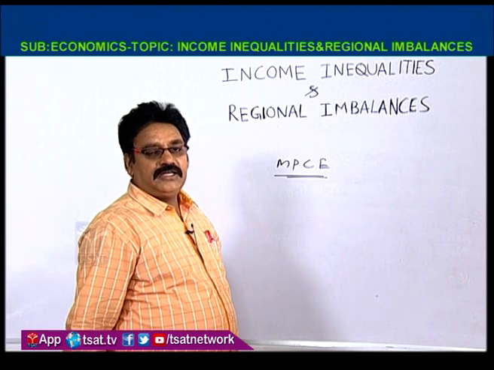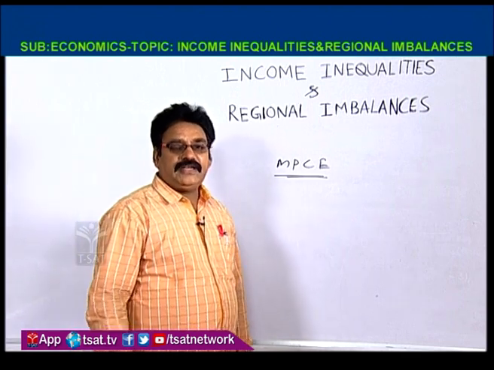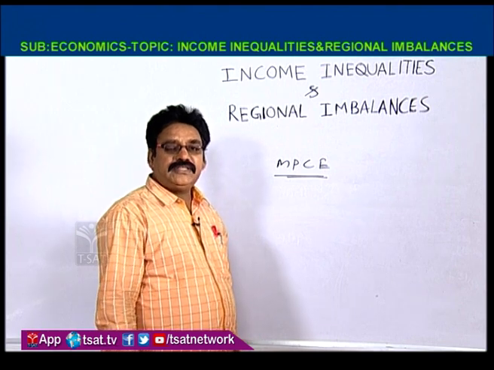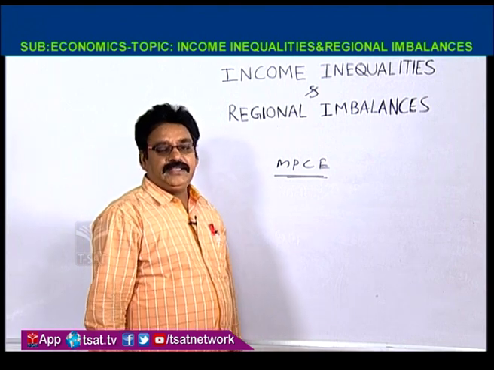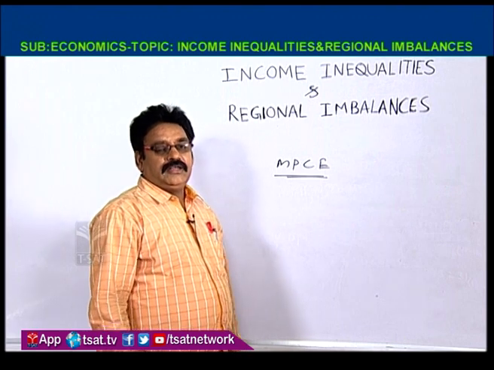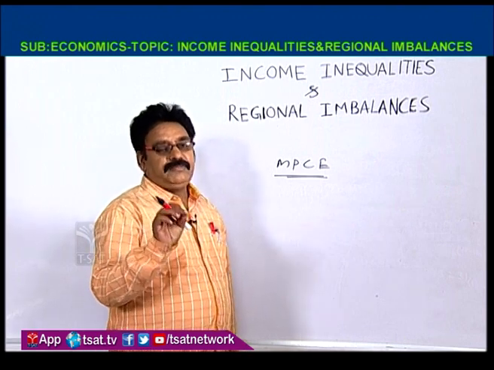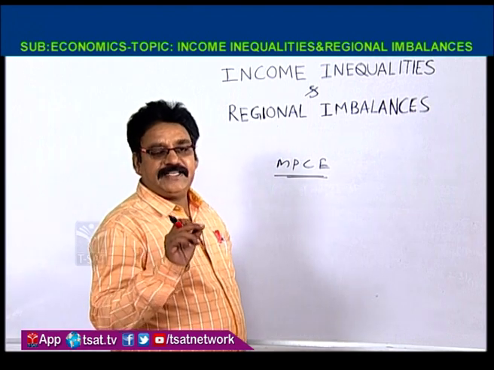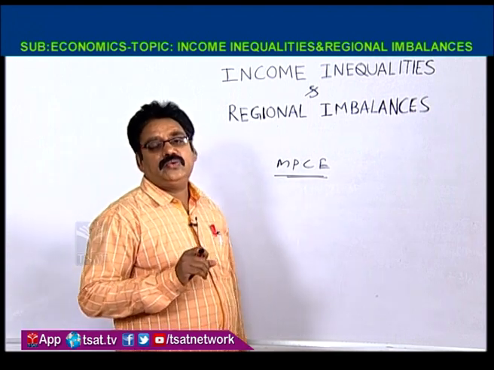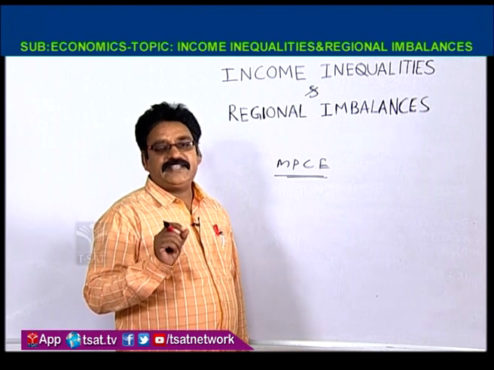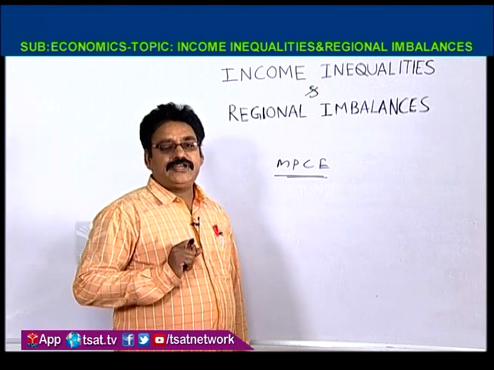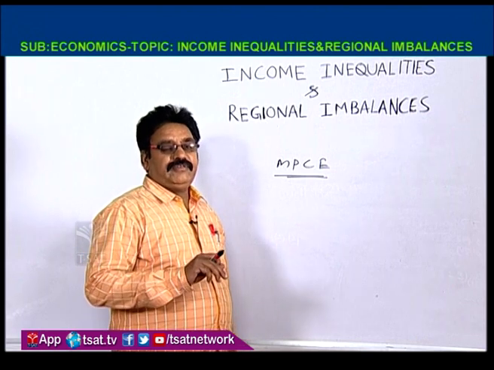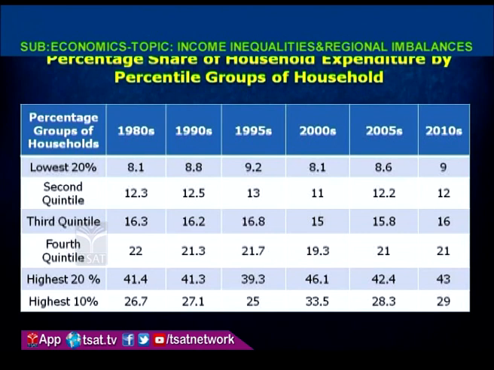And if we observe year by year, after 1990, 95, 2000, 2005 and 2010, the lowest 20% monthly per capita consumption expenditure increased from 8.1 to around 9%. Just 1% it has increased. Whereas the highest 20% of the people are spending 41.4% to 43%. These details indicate that there are a lot of disparities among the people in income and spending.